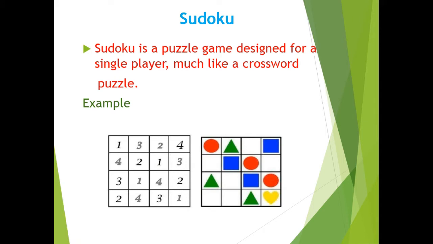Another example is also 4 by 4 Sudoku. Here again 4 rows, 1, 2, 3, 4, 4 columns, 1, 2, 3, 4, and 4 boxes, 1, 2, 3, and 4. But instead of numbers, different shapes are used. So we can solve Sudoku by using different numbers, or we can also use shapes or symbols.